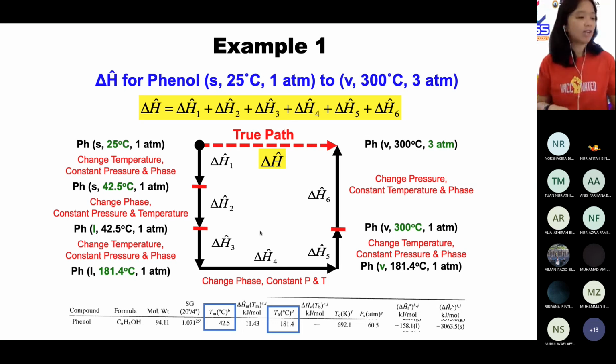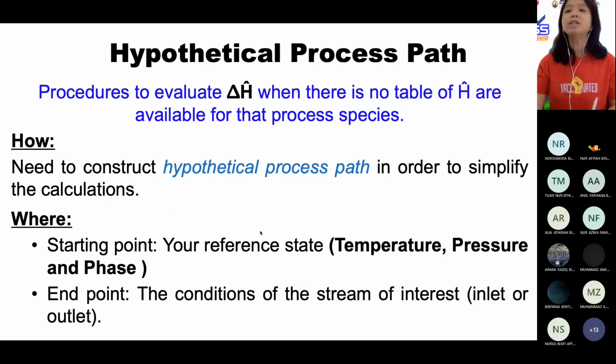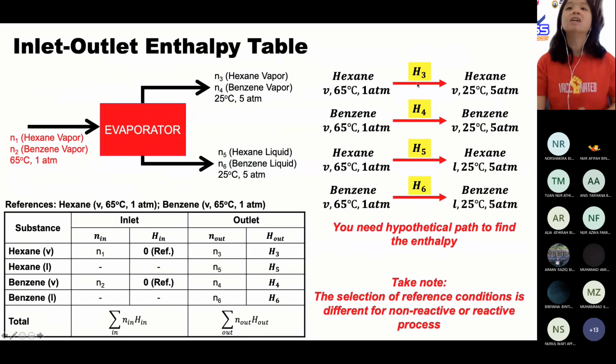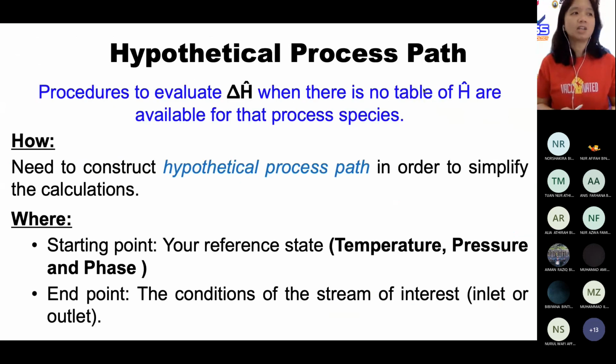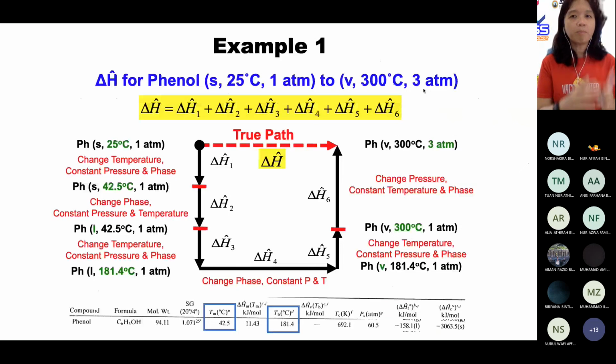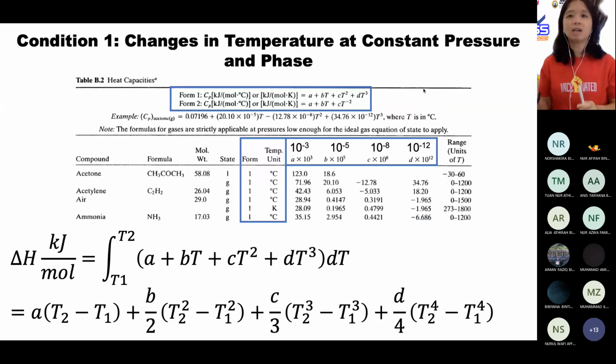So contohnya dalam kes tadi yang saya tunjuk kamu. Contoh kes ni kan, H3 ni. So mungkin untuk mengira H3 ni, you might need 3 separate path. Means katakan H3 ni melibatkan pengiraan HA3 tambah HB3 tambah HC3. Baru kamu dapat H3, something like that. Okay, so each enthalpy calculation might need separate hypothetical process path. So kamu kena faham hypothetical process path ni bagaimana ia berlaku.